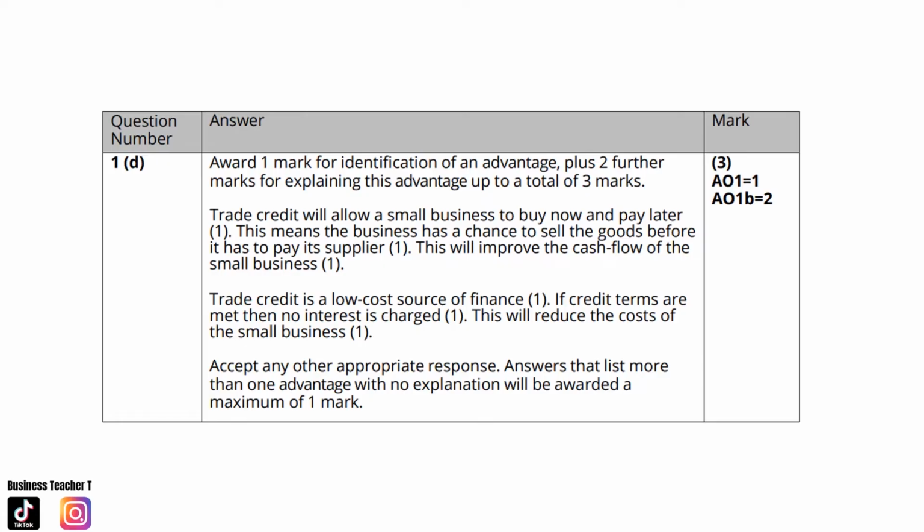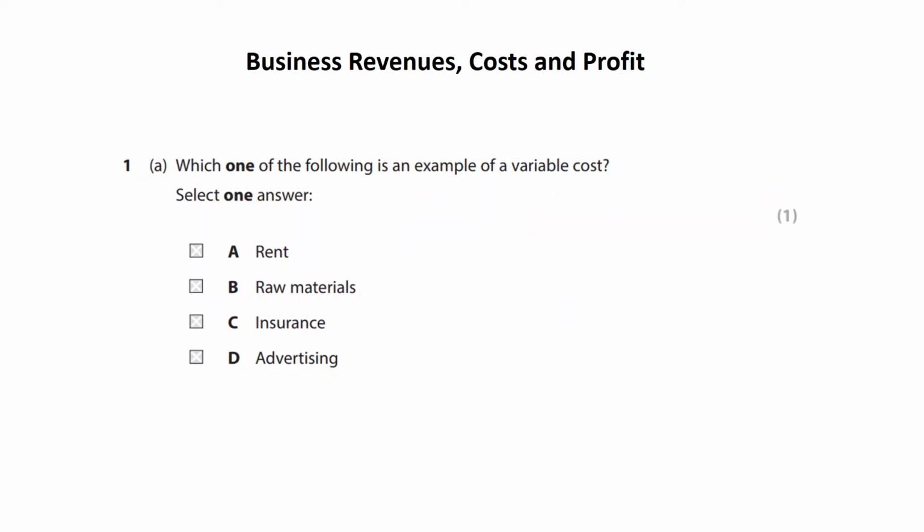On to a multiple choice question. Which one of the following is an example of a variable cost? Select one answer for this 1-mark question. Rent, raw materials, insurance, or advertising?